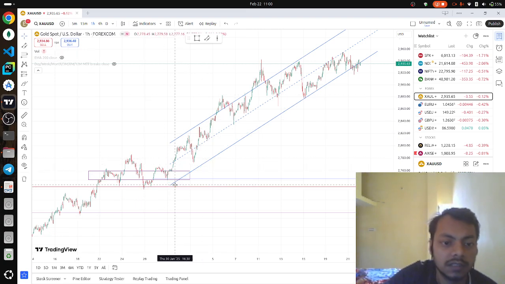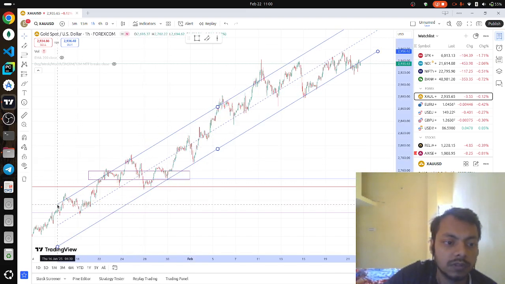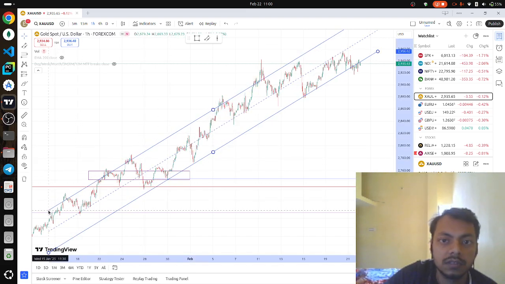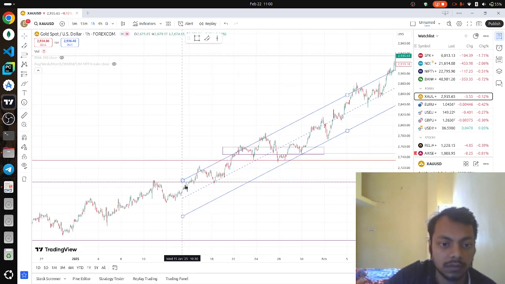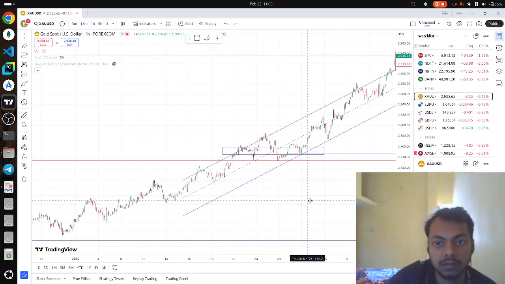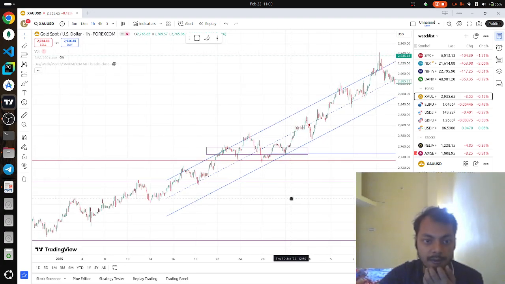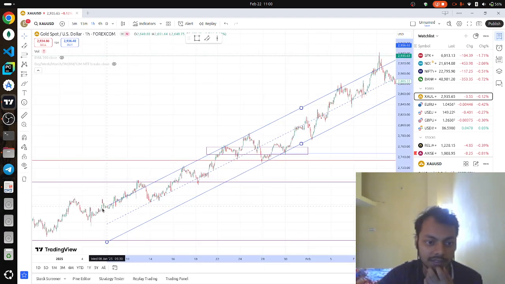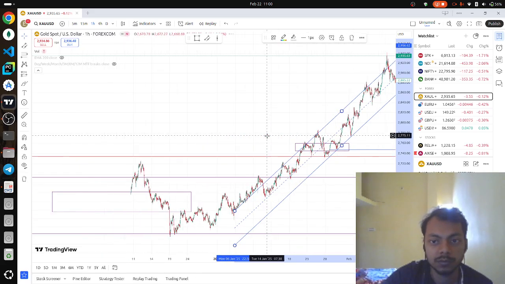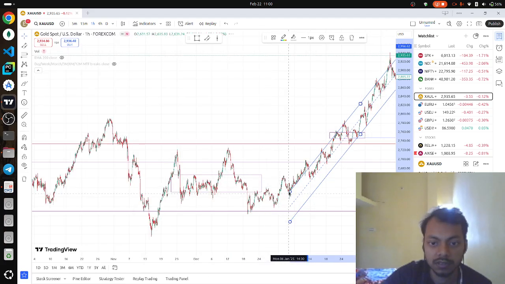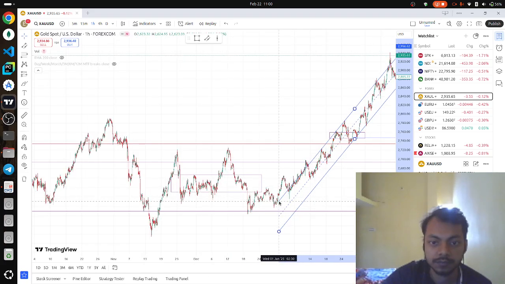Okay, now see. Let me expand a bit more. Okay, this is quite a long uptrend. See, this uptrend, when did it start? Even I don't know. It is quite a long uptrend, so let me zoom out more. Yeah, okay, this is the uptrend.